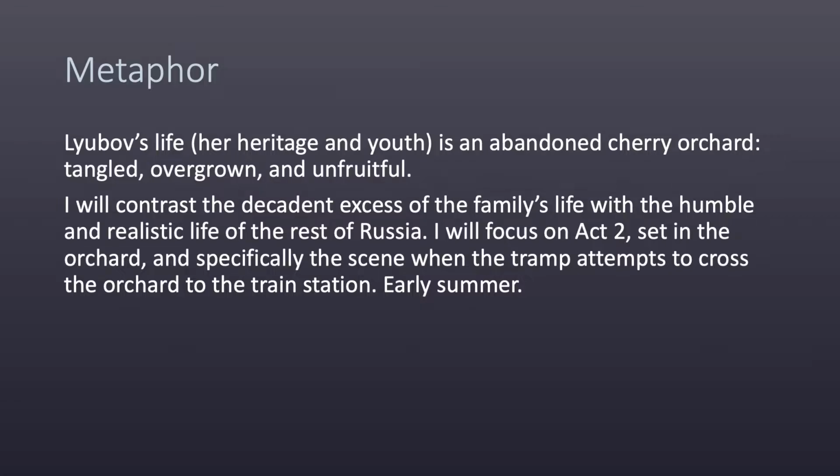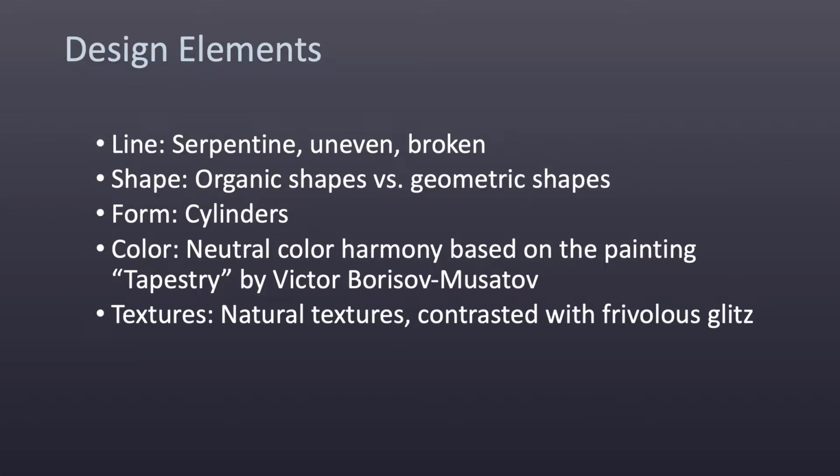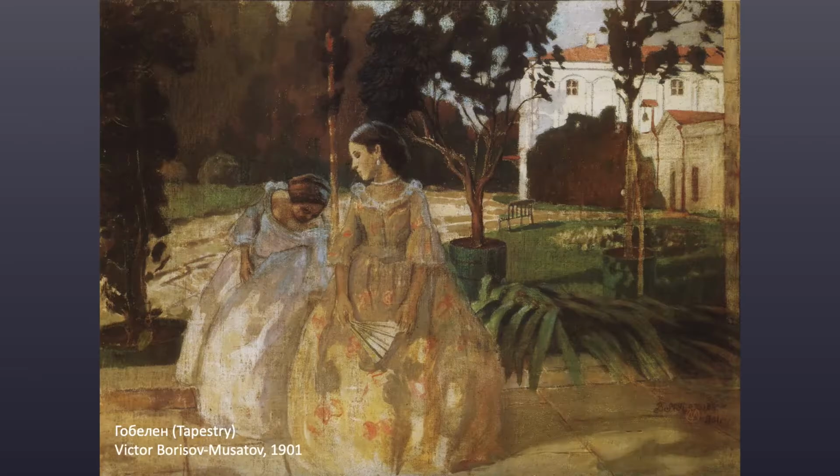It is early summer. For design elements, I wanted to focus on each of these areas and give them specific qualities. So for lines, I'll be looking for serpentine, uneven, or broken lines. Shapes, I'll be contrasting organic shapes with geometric shapes. The form that I'm focusing mostly on is cylinders. And the color will be a neutral color harmony based on the painting Tapestry by Viktor Borisov Mustatov. And the textures will include natural textures contrasted with the frivolous and polished glitz of high society.